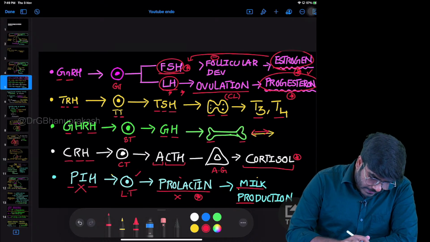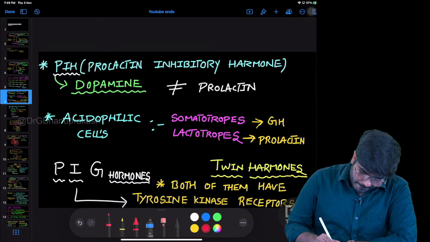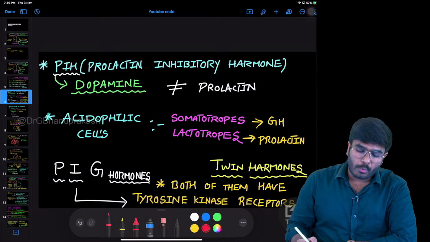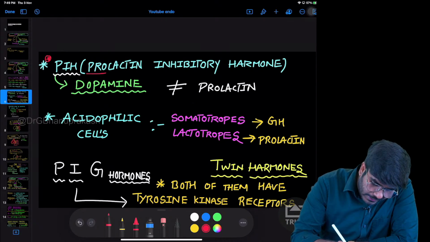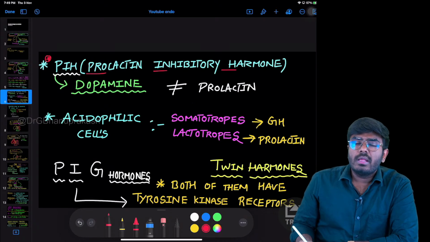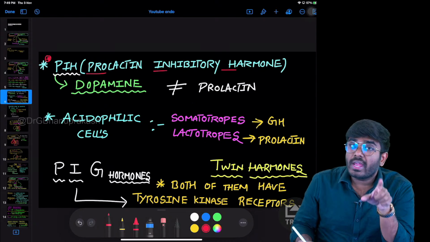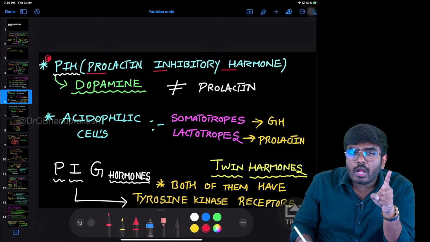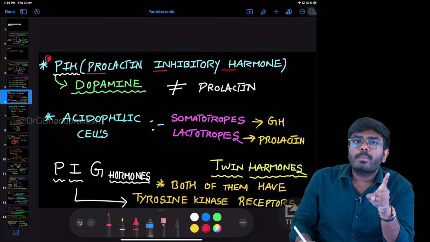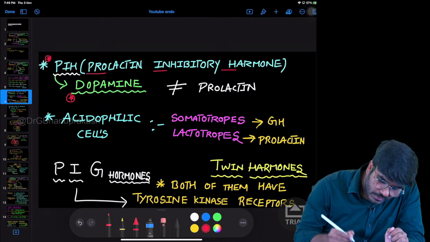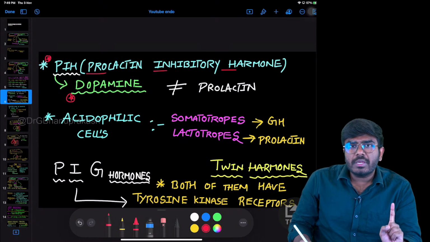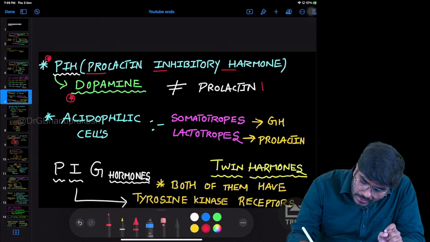Now, after this, let's talk about a few important points about the prolactin inhibitory hormone. What exactly is this prolactin inhibitory hormone? We have discussed, guys, prolactin inhibitory hormone is coming from the hypothalamus. The prolactin inhibitory hormone is nothing but, remember, dopamine. Now dopamine, which is coming from the hypothalamus, will inhibit the prolactin.